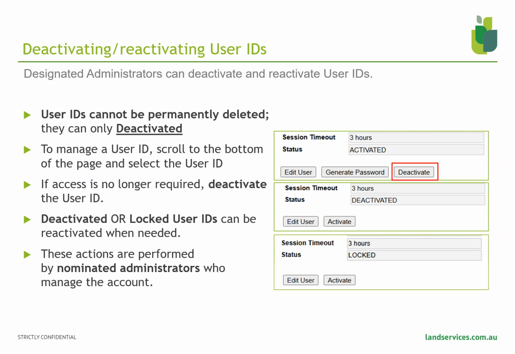Click on the ticked blue square next to Active Users Only to view the list of all users on the SAILIS account. Select the user ID that is deactivated or locked, and then click on Activate. To reaffirm, these actions are performed by the designated administrators who manage the account.